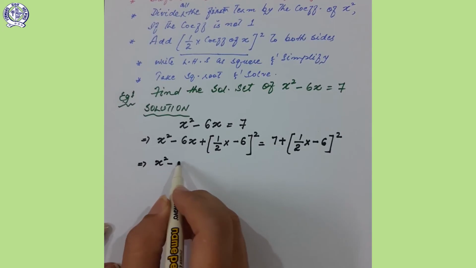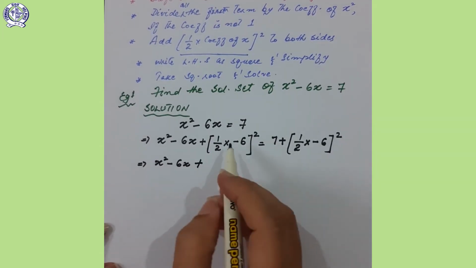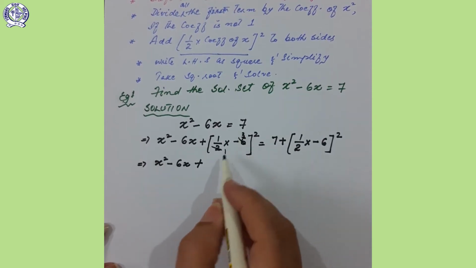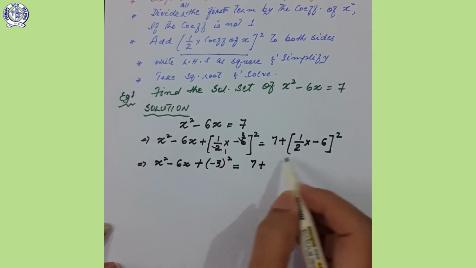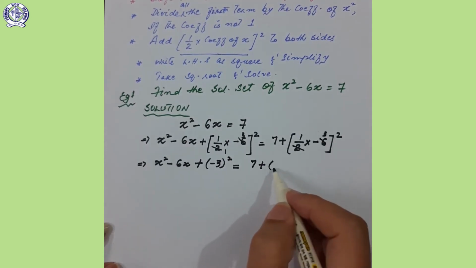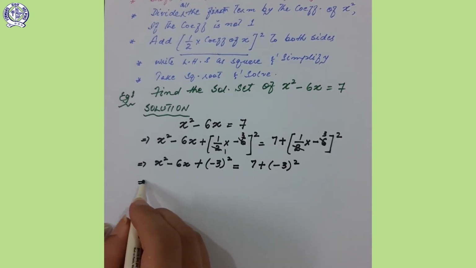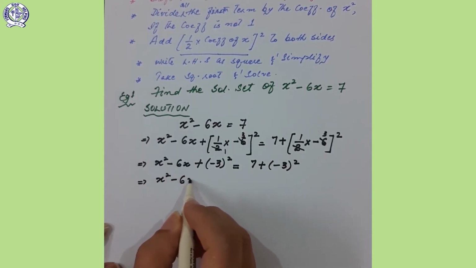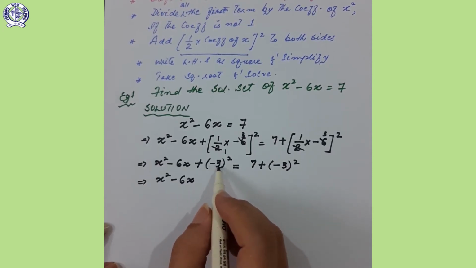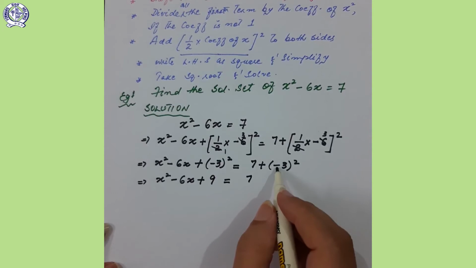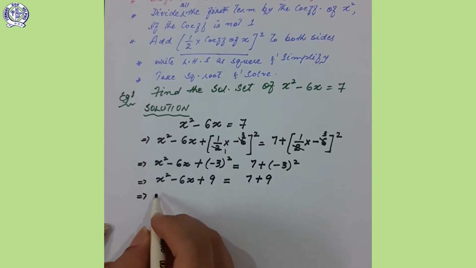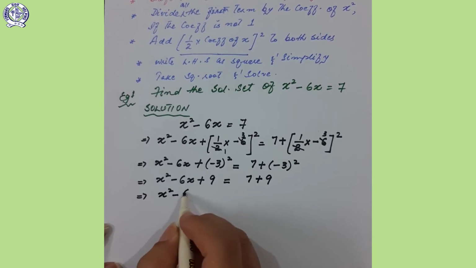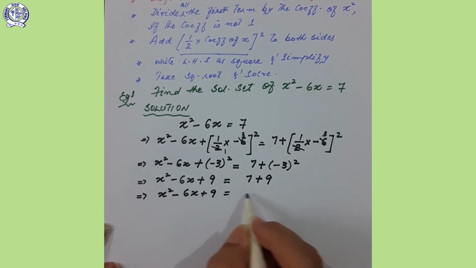x square minus 6x plus, you can simplify: 2 ones are 2, 2 threes are 6, so minus 3 and square on it, equals to 7 plus, the same way, simplify, minus 3 is remaining, the whole square. So x square minus 6x, square of minus is plus, square of 3 is 9, so plus 9, equals to 7 plus 9. Then this is x square minus 6x plus 9 equals to 16.